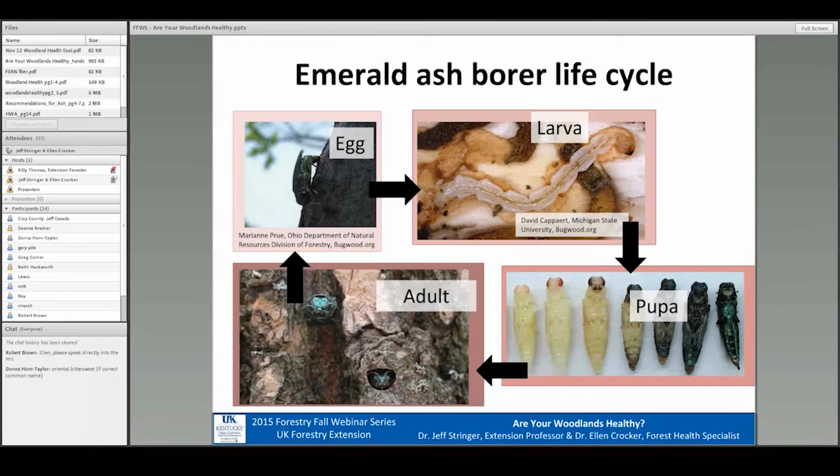And the reason I want to point this out is that where the damage to the tree is happening, is actually just at that larval stage for the most part. So while you may not notice it, it's happening underneath the bark. That's when that emerald ash borer is taking the food, taking the resources from that tree and eventually killing it.